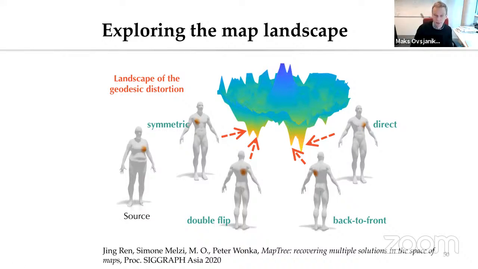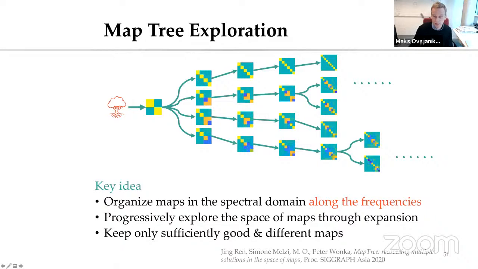To address this, we had a work that appeared in last year's SIGGRAPH, which we call map tree, and the idea is to organize maps in the spectral domain, along frequency. We have a tree that at the root has only a 1 by 1 map, and then the leaves correspond to different expansions, larger and larger functional maps, right?